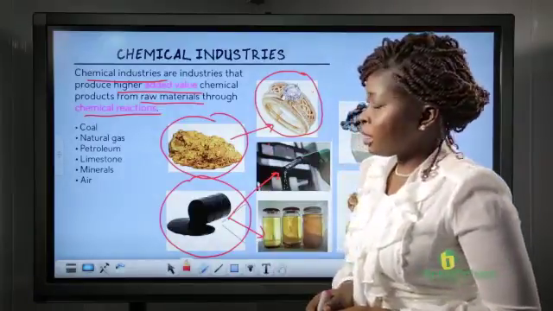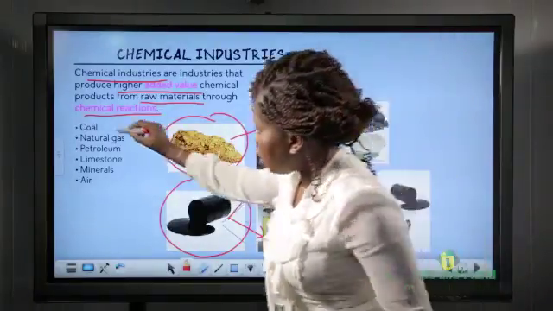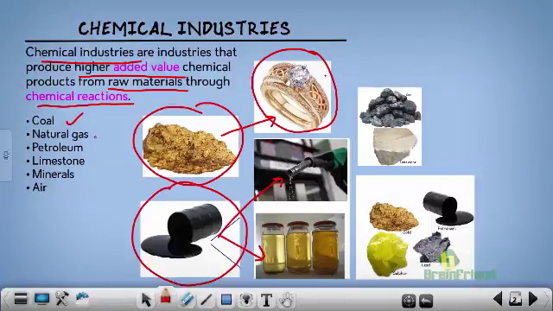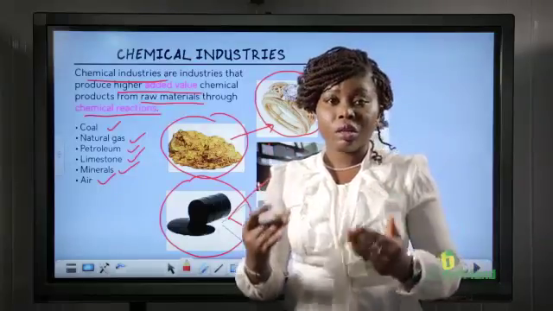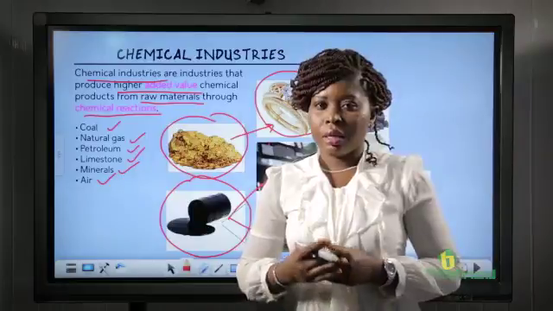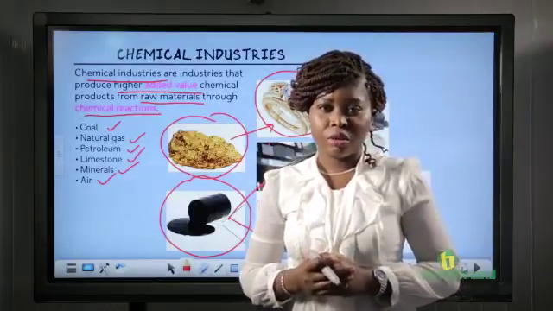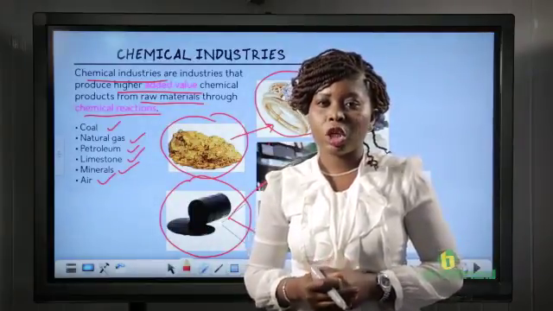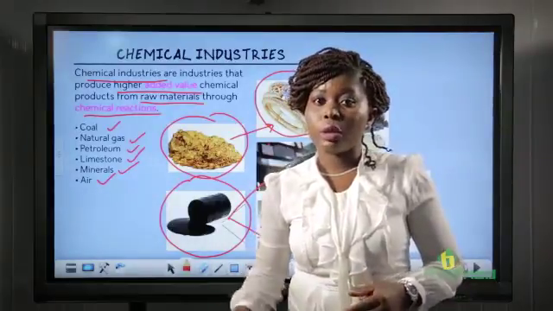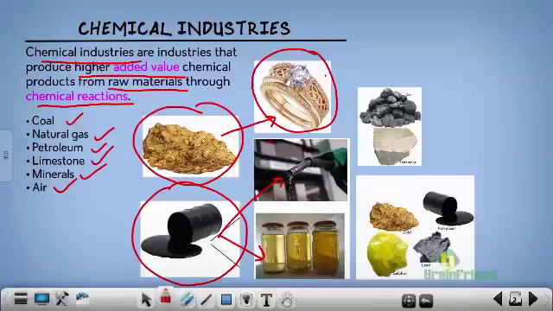Some other raw materials that are available for chemical industries are coal, natural gas, petroleum as we have mentioned earlier, limestone, minerals of which gold is one, and even the air we breathe. Now, there are lots of raw materials available for use in chemical industries, and most of them are found under the earth crust or under the ground. There are varieties of chemical industries available. Let us take a look at some of them.